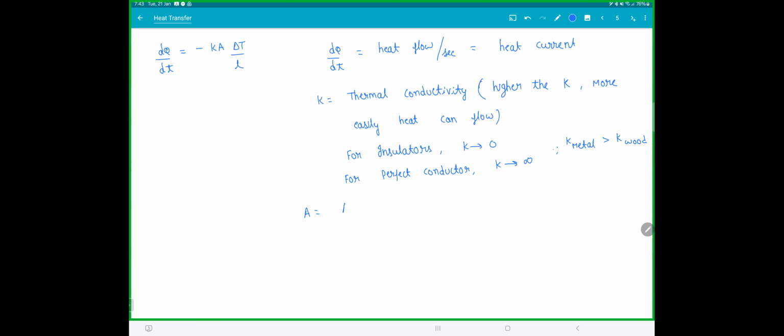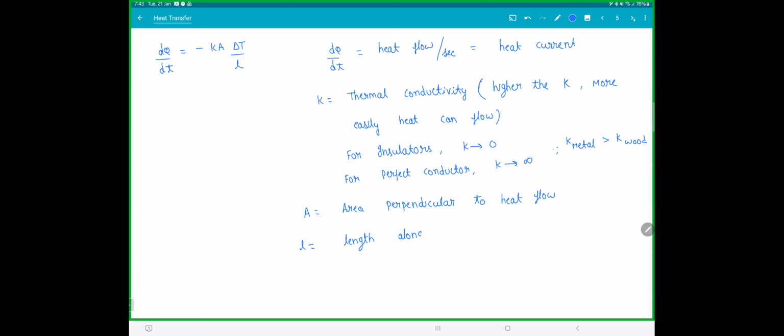What is A? Area perpendicular to the heat flow. This is important. Generally, people take any area they want, but you should take the area perpendicular to the heat flow. We will see a question on this. Similarly, what is L? L is not any length. L is the length along the heat flow.